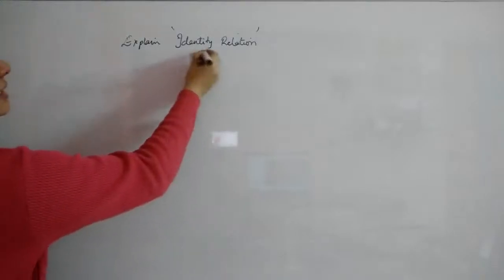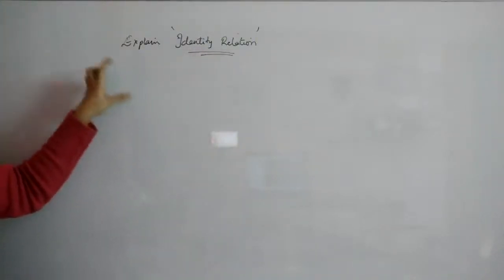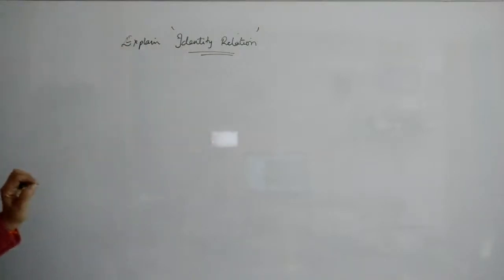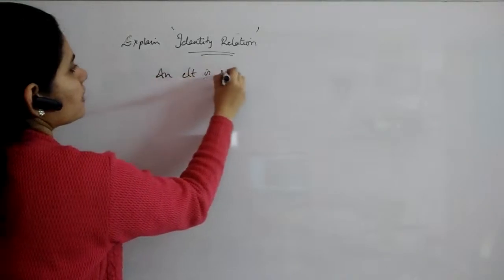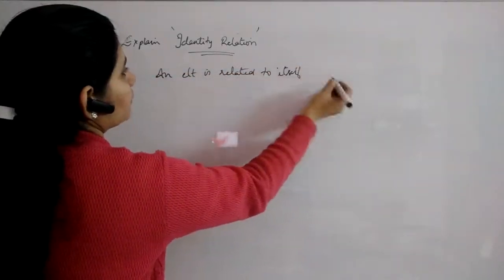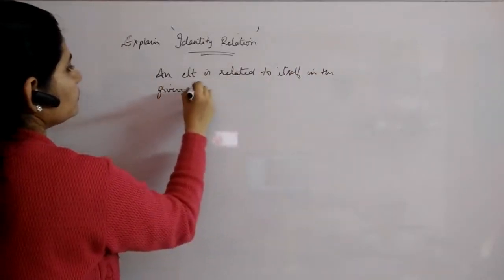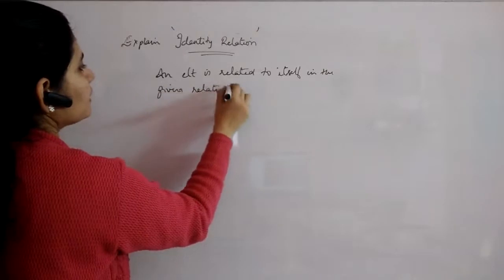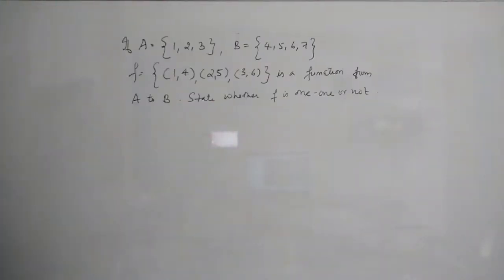So identity relation is that relation in which every element is related to itself in the relation. If every element is related to itself in the given relation, we will say that the given relation is identity relation.